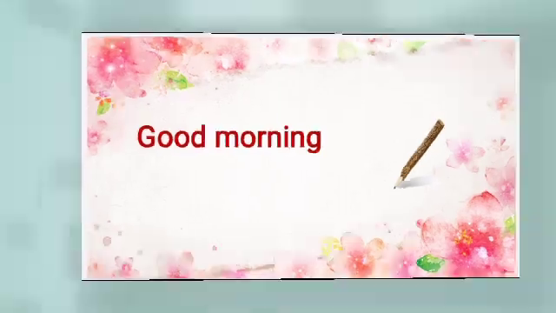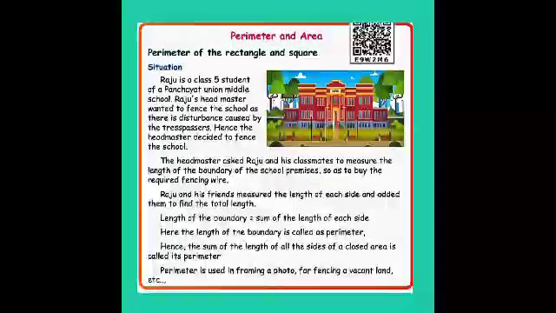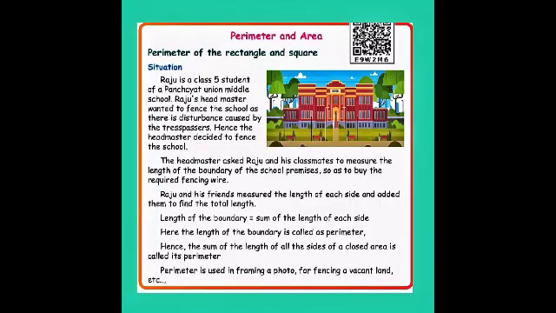Today we are going to see about Unit 1 Geometry. In geometry, we are going to see about perimeter and area. Perimeter of a rectangle and square we will discuss first. Yes, my dears, first we are going to discuss about perimeter of the rectangle and square.